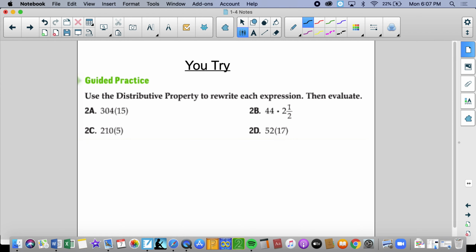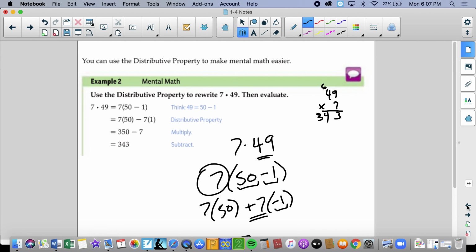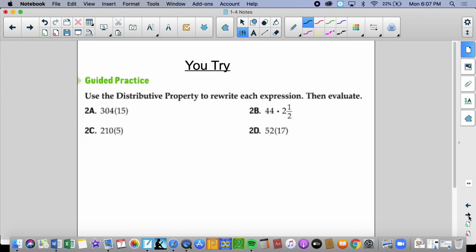Let's try. So when you see 304 times 15, what would you think to do? If you have 44 times 2.5, how can you do an addition or subtraction of something in order to get that? So we can do mental math as opposed to having to do the hard written down. 210 times 5 and 52 times 17. So pause it when you're ready. Unpause it and we'll go through some answers. Lots of different answers.